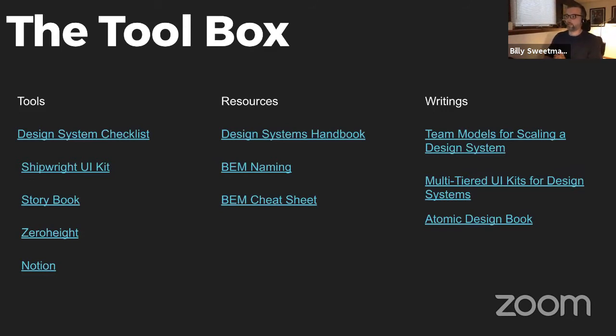And then for team models for scaling a design system, there's that Nathan Curtis blog post. Nathan Curtis actually has a lot of really good blog posts and that has inspired a lot of our processes. Definitely check out some of the stuff he's written. We've got a blog post with a little bit more detail on multi-tiered UI kits for design systems. And definitely Brad Frost's Atomic Design book will help a lot. And with the way the tools are now, it's more applicable now than it ever has been.